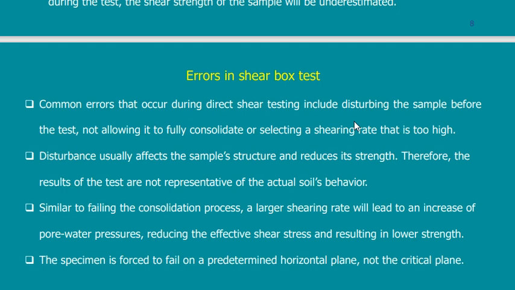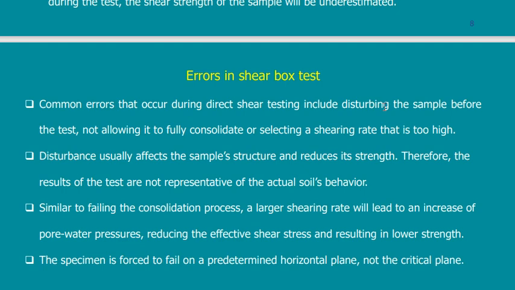If the shearing rate is too high, then I won't have... you see here, you have consolidation in two places. Consolidation when you put your vertical load, you need consolidation. And while shearing the test, you need another type of consolidation, because water needs to leave the sample. If I push it very quickly, water will not leave the sample and I will get wrong result.